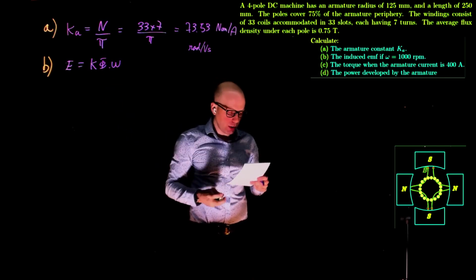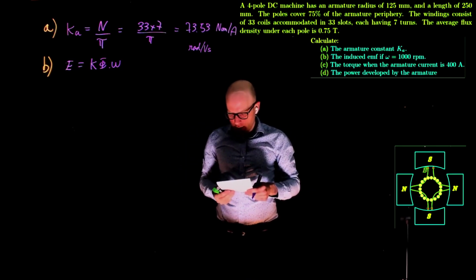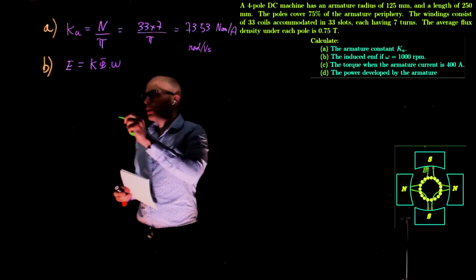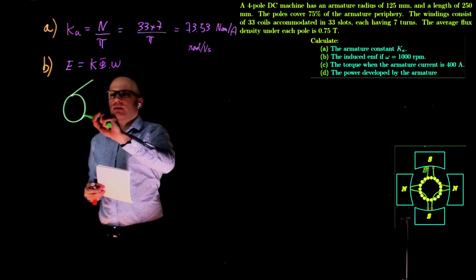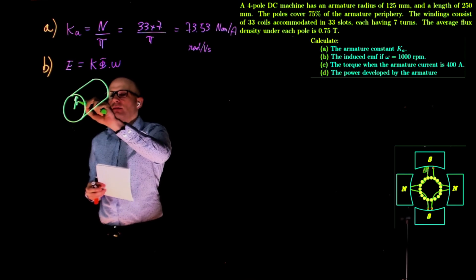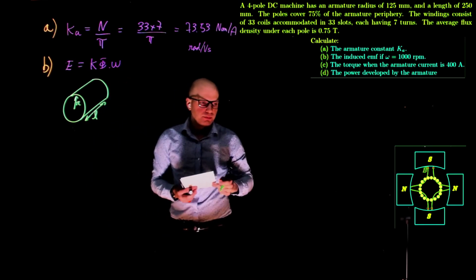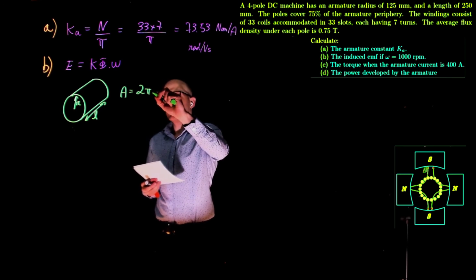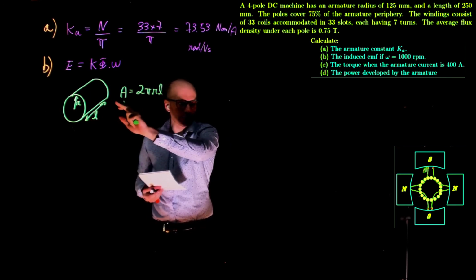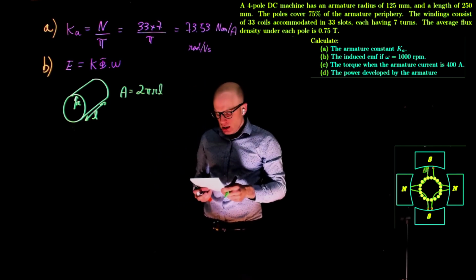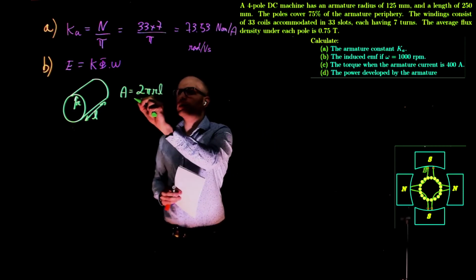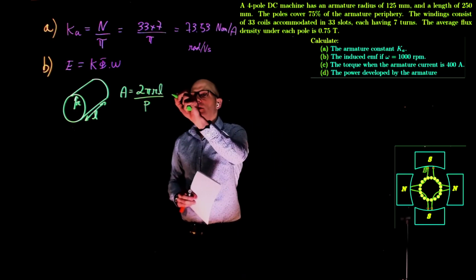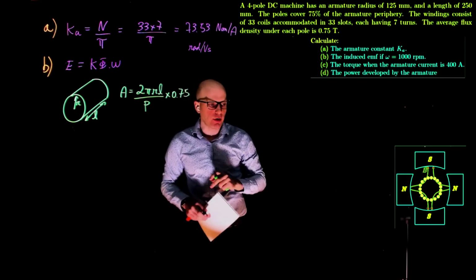Area. The area, right? We need the area of each pole that is acting on the system. So what is the area of this rotor? We can define the rotor as having a cylindrical shape like that, with a radius r and length L. What would be the area here? The area would be 2 pi r L, the surface of that cylinder. Because we have 4 poles, what is the area of each pole? It is that divided by the number of poles. And because the poles only cover 75%, then you multiply this by 0.75.